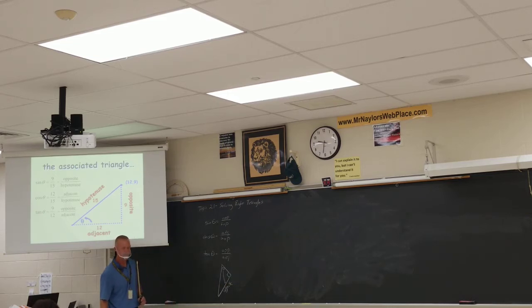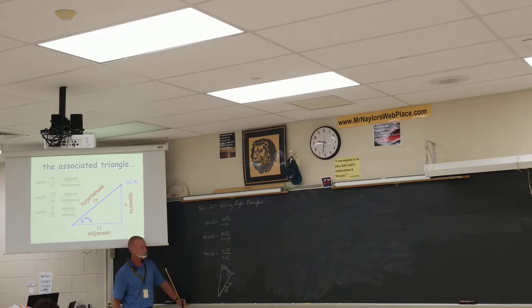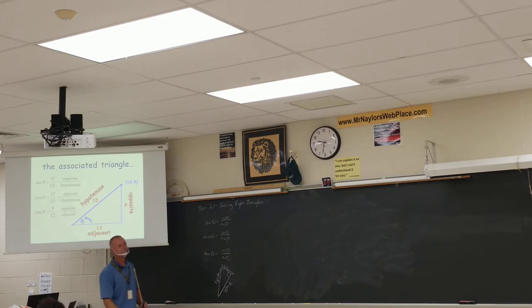Maybe it seems kind of easy. We don't want it to be hard, but whatever's across from that angle is always the opposite. Whatever's beside that angle is the adjacent. The hypotenuse tends to not give people trouble. It's always the long side. It's always across from the 90. You know that.